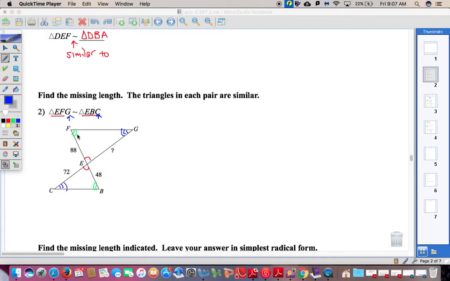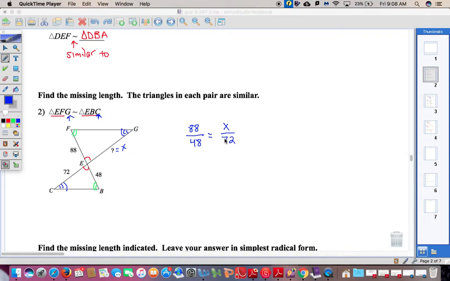So now that we have these angles notated, it's easy for us to see what sides correspond to each other. So we can see that side EF is between one arc and two arcs, so that should correspond to the side length between one and two arcs in the other triangle, which would be 48. So 88 and 48, those correspond with each other. And then between 1 and 3 arcs is our unknown of x, because we let our question marks be a variable. And between 1 and 3 arcs in our second triangle is 72.